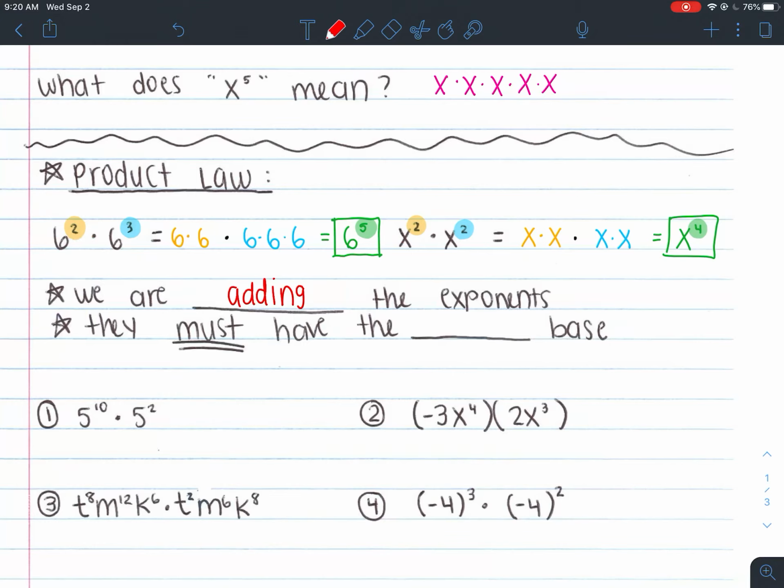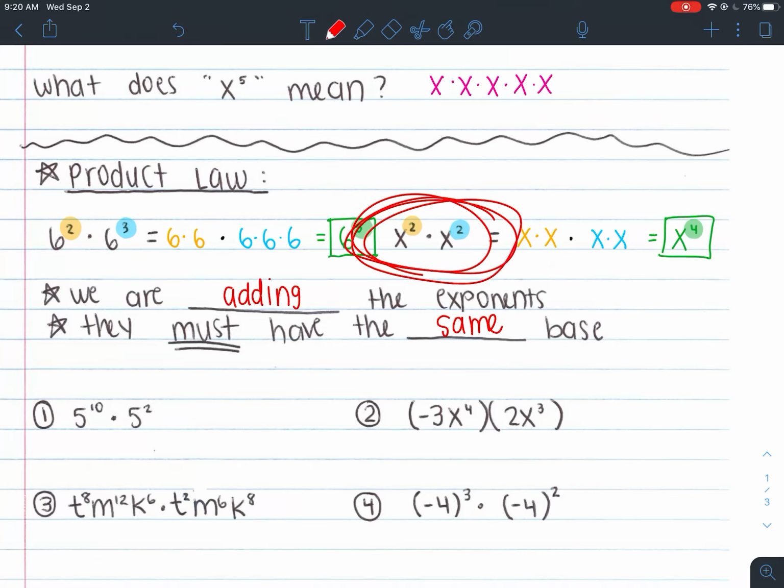Now, the only way for this to work is if you have the same base. Now remember, base is the bigger number. So the exponent is the smaller number, the base is the bigger number. So in this case, our bases are 6's. Over here, our bases are x's. You have to have the same base in order to combine them together, okay? If you do not have the same base, you cannot combine the exponent numbers, okay?